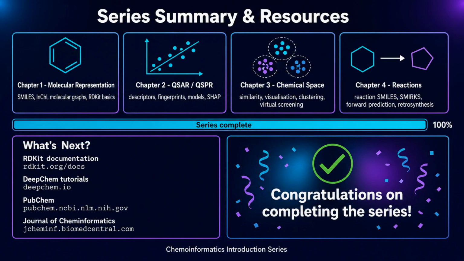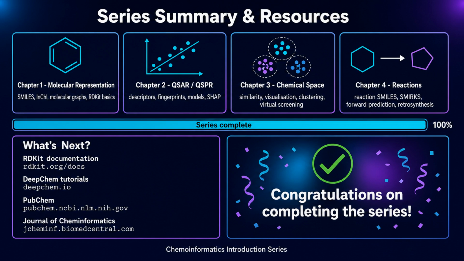Congratulations on completing the Chemoinformatics Introduction series. Let's recap our journey. In Chapter 1, we learned how to represent molecules as SMILES strings and work with RDKit. Chapter 2 covered QSAR and QSPR, predicting molecular properties using descriptors and machine learning. Chapter 3 explored chemical space, similarity metrics, and virtual screening. And in Chapter 4, we tackled reaction prediction and retrosynthesis planning.